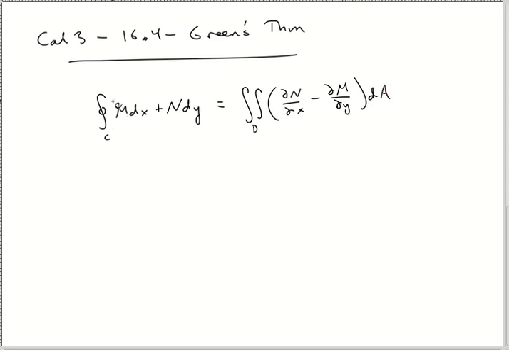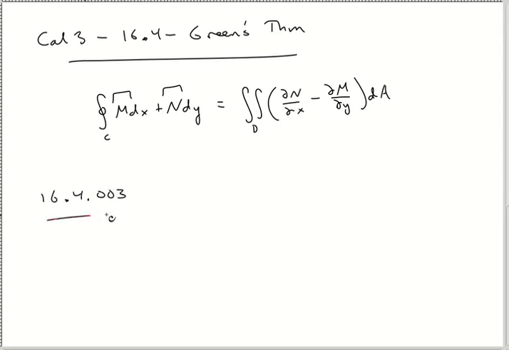Essentially, all we're doing is seeing this as two separate pieces with an x and a y, and it's kind of like flipping them. You can see the N and the M have switched places, and they have derivatives with respect to the other variable. Subtract them, and then your area, and it should be pretty easy. So let's do some problems here.